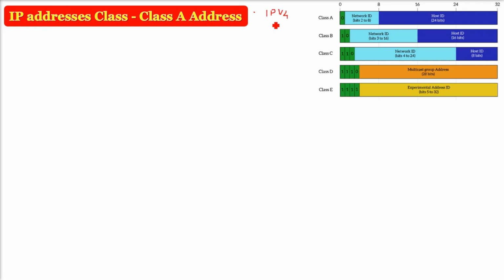In IPv4, this is the Internet Protocol version 4. We have 5 classes: class A, class B, class C, class D, class E. Now this first class, class A address, because IPv4 has an addressing scheme.